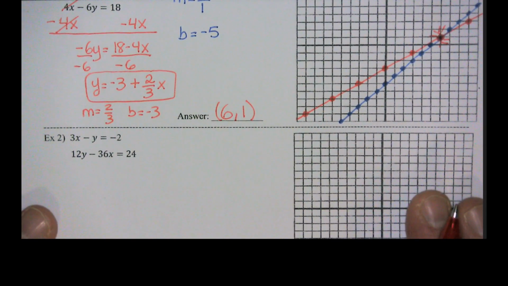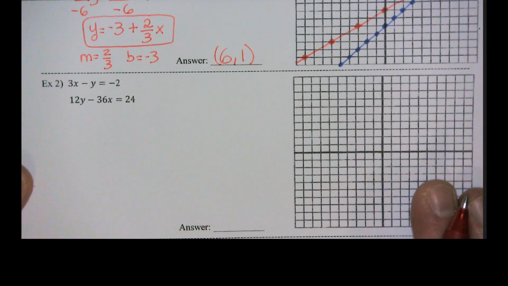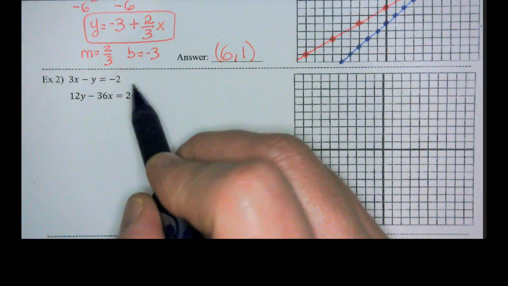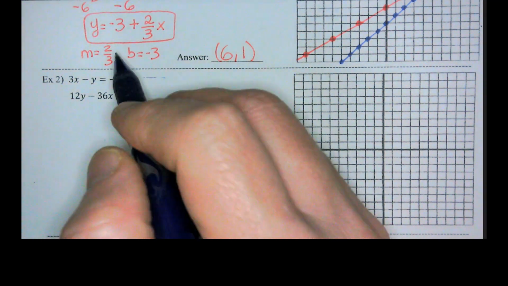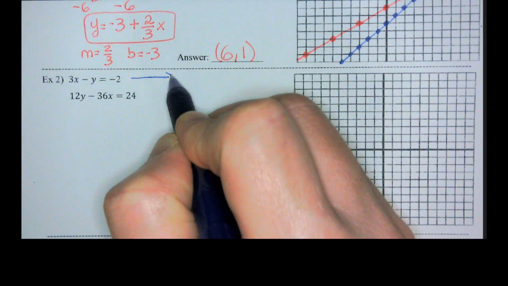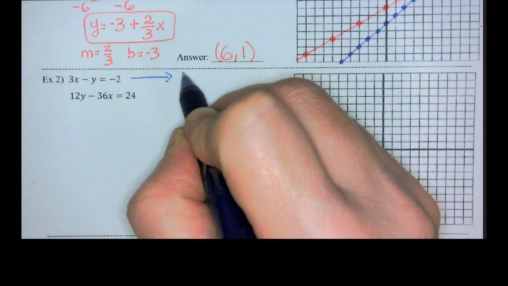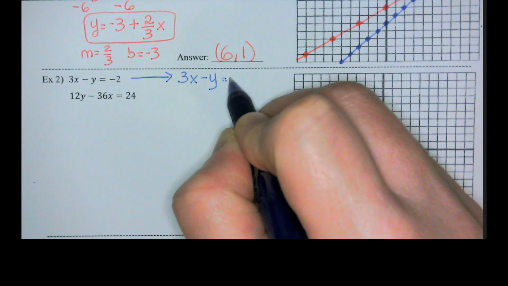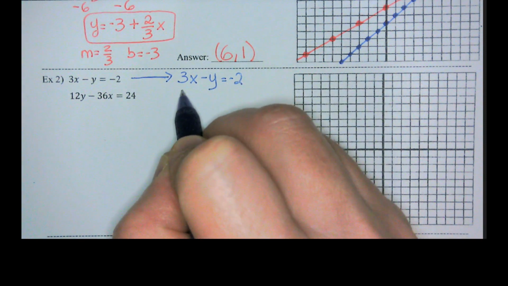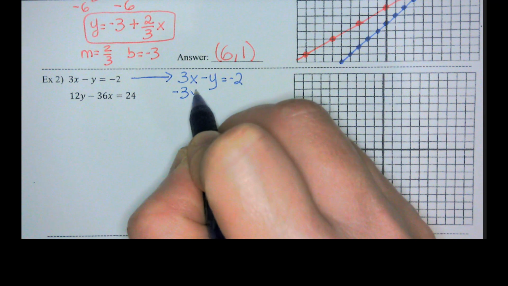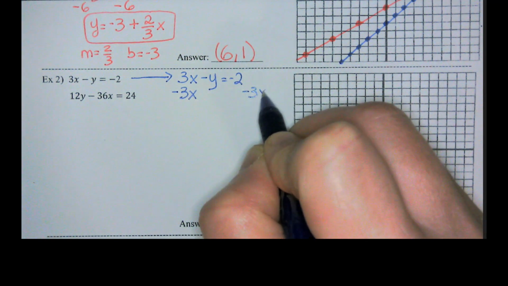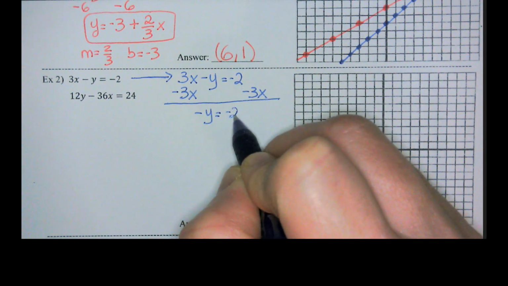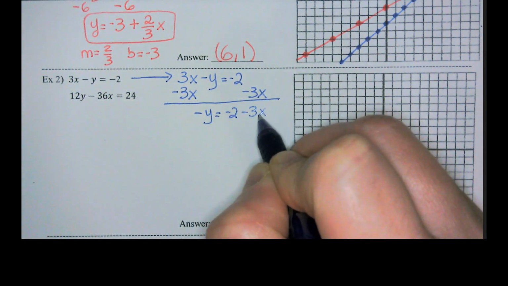Now we're going to go on to the second example. As you can see, I have two equations. Since there's no space underneath the first one, I'm going to move this equation to the side because I'm going to have to do some calculations to get the y alone. So let's copy that equation. Now that I have the space, I'm going to subtract 3x from both sides, and I get -y equals -2 minus 3x.